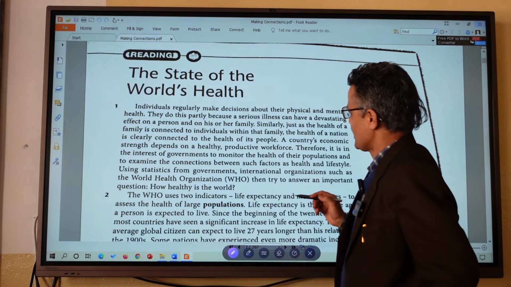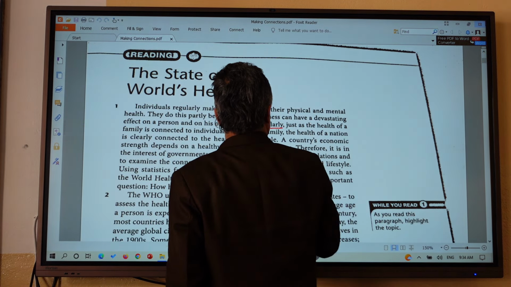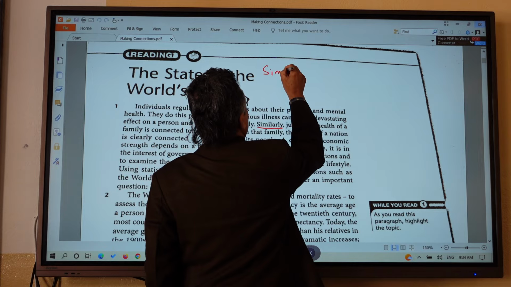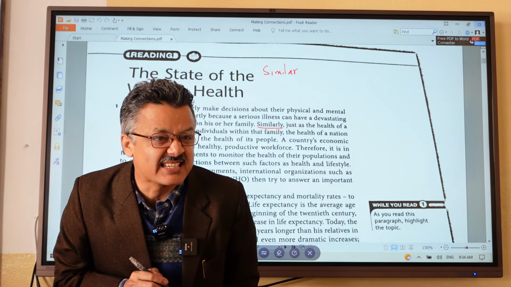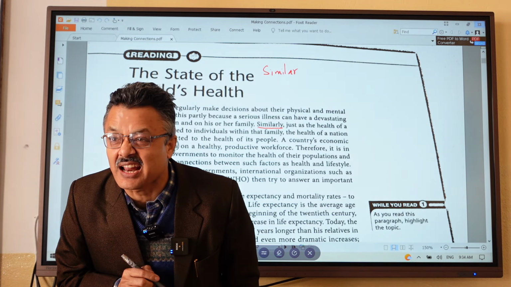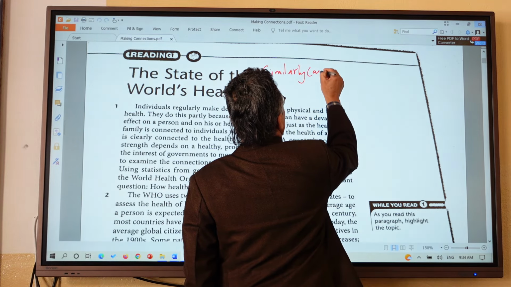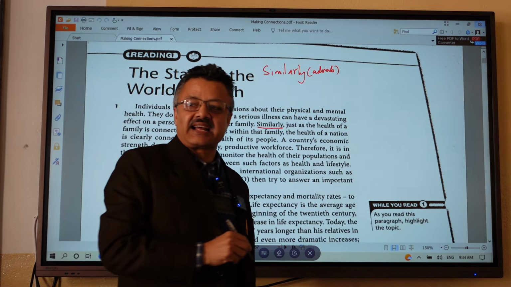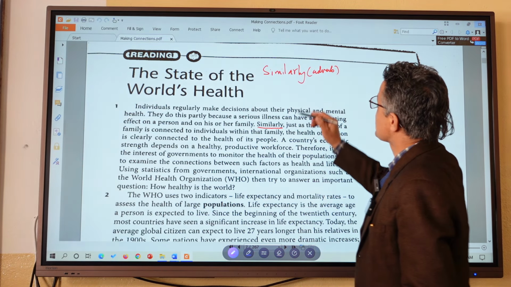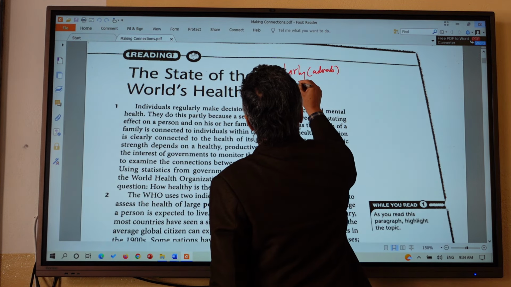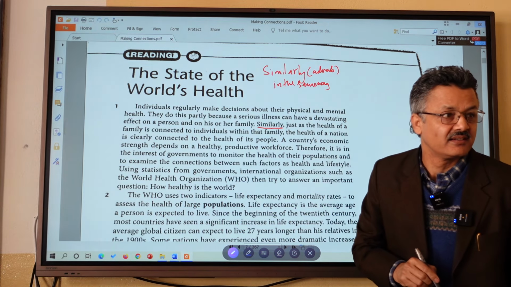Okay, let's put the third sentence. I'll explain this paragraph sentence by sentence. Similarly, let's write here. Similar is an adjective. Similarly is an adverb. A word that ends with ly is often an adverb, right? Similarly means in the same way, right?